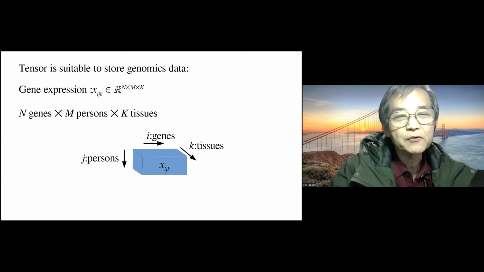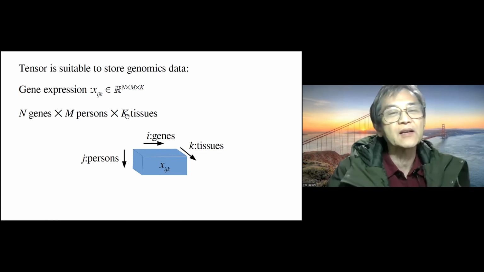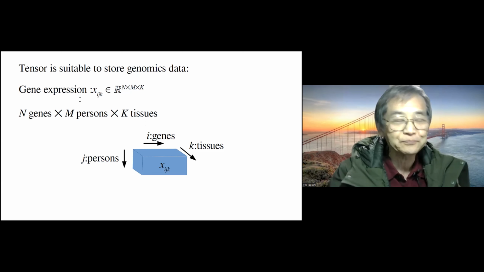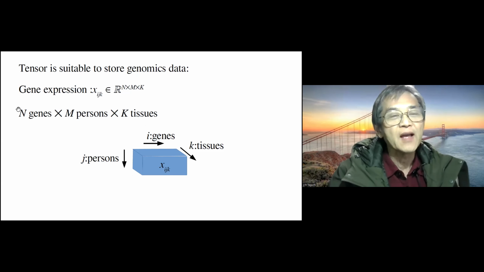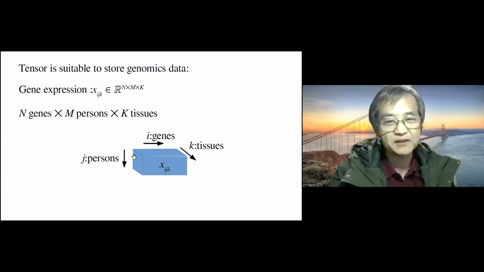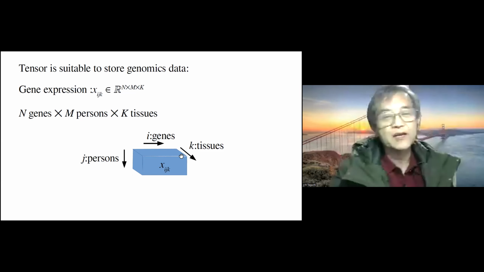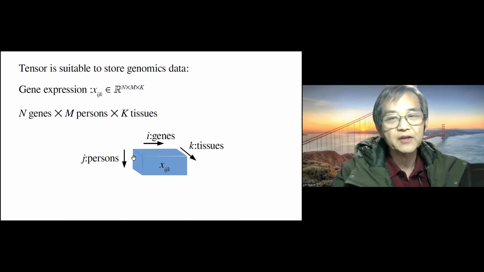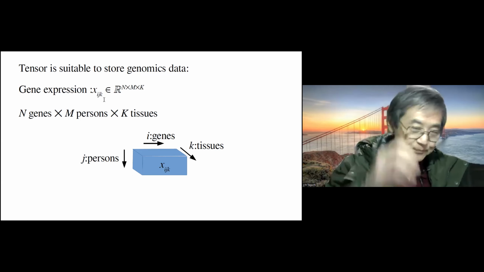A tensor is a suitable structure to store genomic data sets. For example, we measure the expression of N genes for M persons in K tissues. In this case, the gene expression information, for the N genes, M persons and K tissues, is naturally formatted as a tensor, because this edge represents the persons, this edge represents genes, and this edge represents tissues. Any point inside this rectangle represents one element of gene expression.